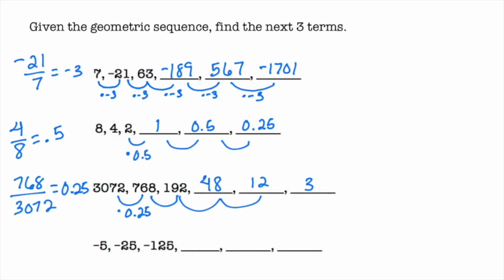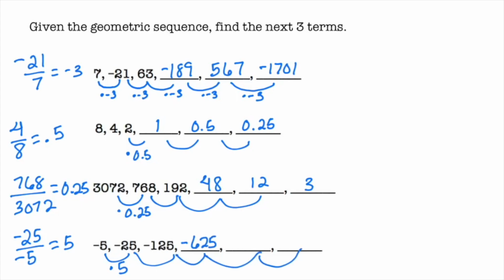Next one is negative 25 divided by negative 5, which is a positive 5. So we multiply by 5 each time. So negative 125 times 5 is negative 625. Negative 625 times 5 is negative 3,125. And negative 3,125 times 5 is negative 15,625.